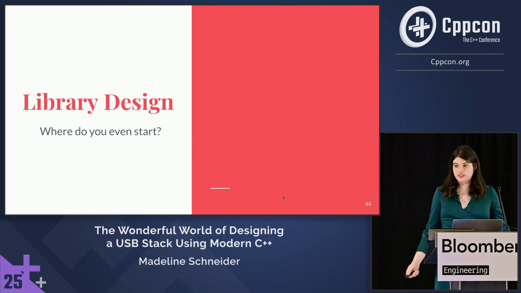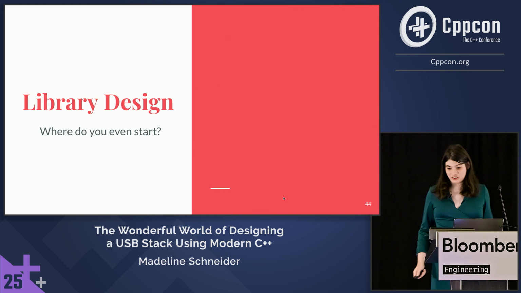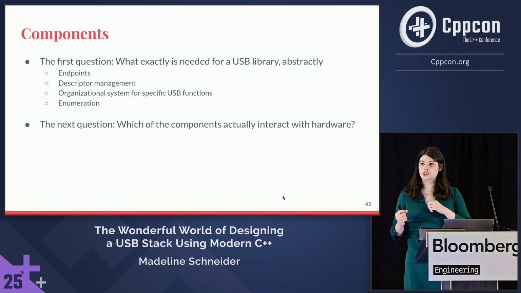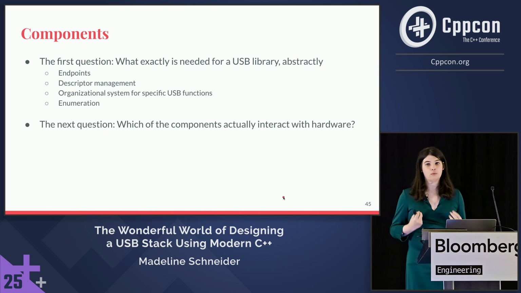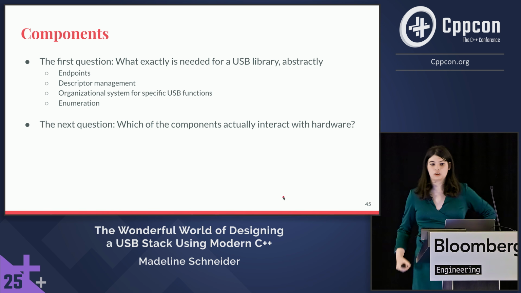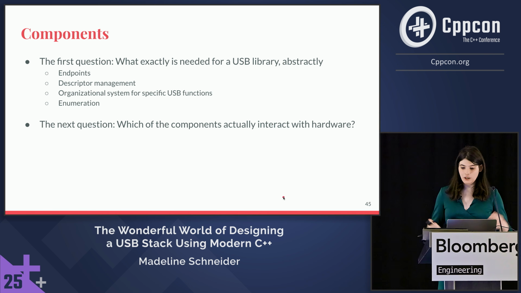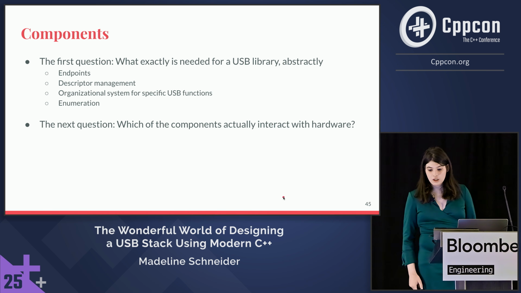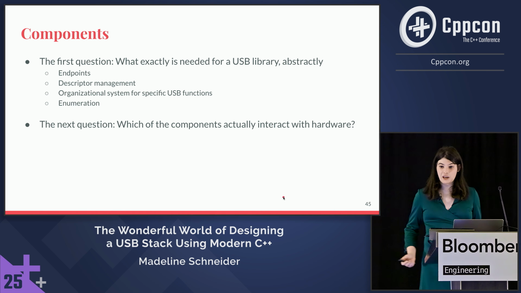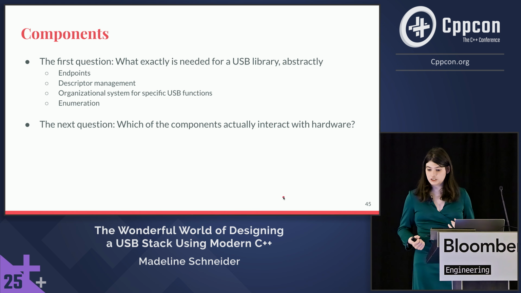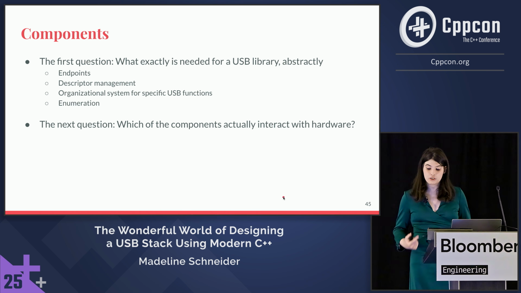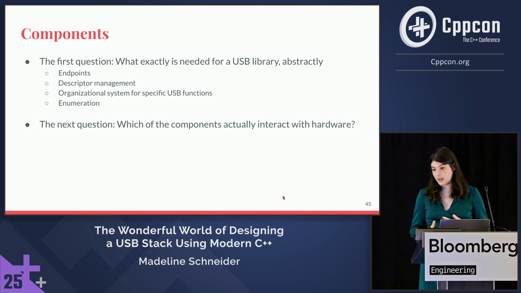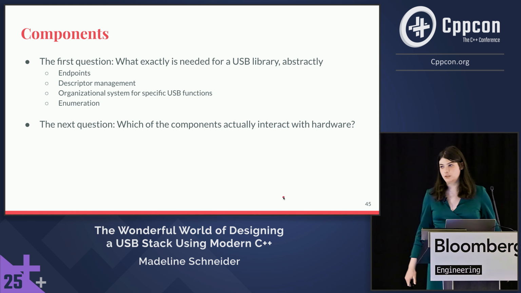All right, so where do you even start? That's a lot of information. A good place to start is, okay, what are the components that would need to exist in a specific library? What things are common across all devices, no matter what happens? Well, the components, as I'm calling them, that we decided were common across all devices are the endpoints, some way to manage descriptors, an organizational system for specific USB functions, so like a USB mic class or a USB keyboard class, something like that. And then, of course, that process of enumeration.